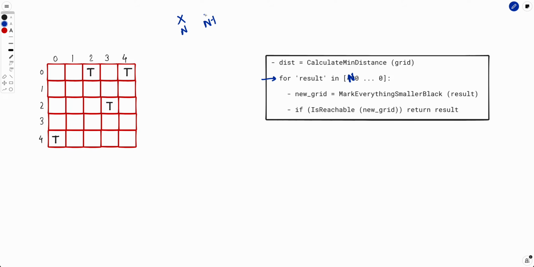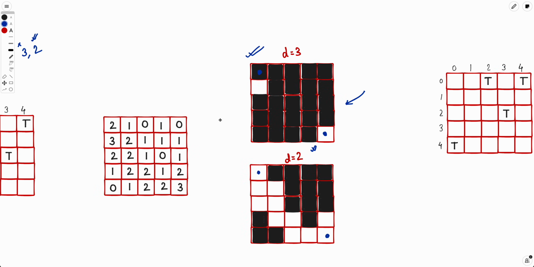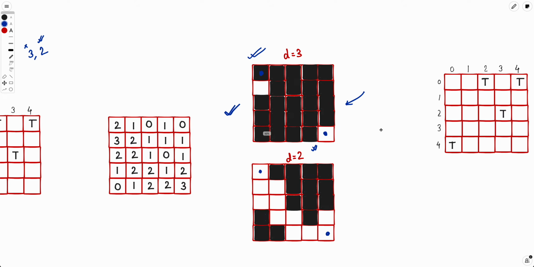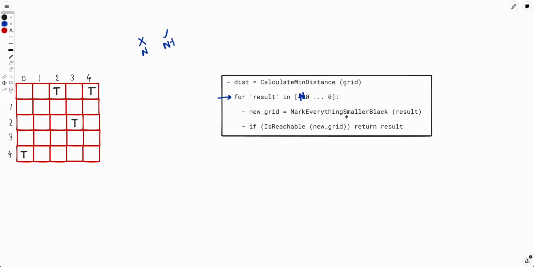If this is satisfied, this is the answer. Otherwise, you will try n minus 2, and so on and so forth. So you will try out everything. For every case, what you are doing is preparing a new grid where each cell is either black or white. You will mark every smaller cell as black, and you will prepare this new grid.